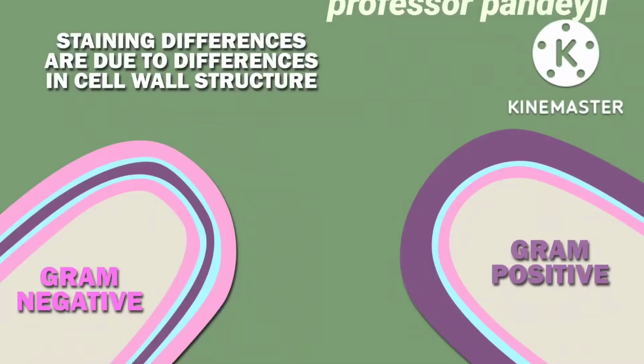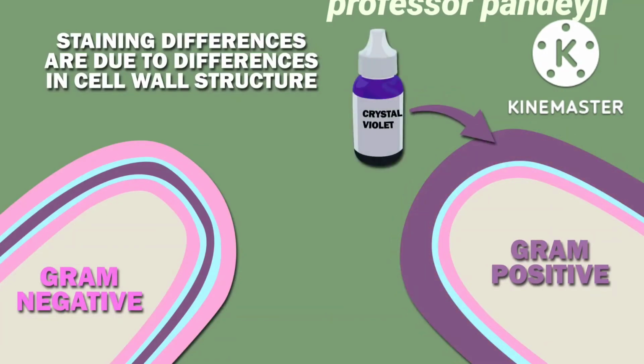The reason for these staining differences is due to differences in cell wall structure, which is the chief difference between gram-positive and gram-negative bacteria. The Gram stain detects peptidoglycan, and since gram-positive bacteria have a thick multi-layered peptidoglycan layer, they retain the crystal violet dye. Gram-negative bacteria do not retain the dye for two reasons. They have an outer membrane getting in the way of the crystal violet, and they lack peptidoglycan to retain the stain.